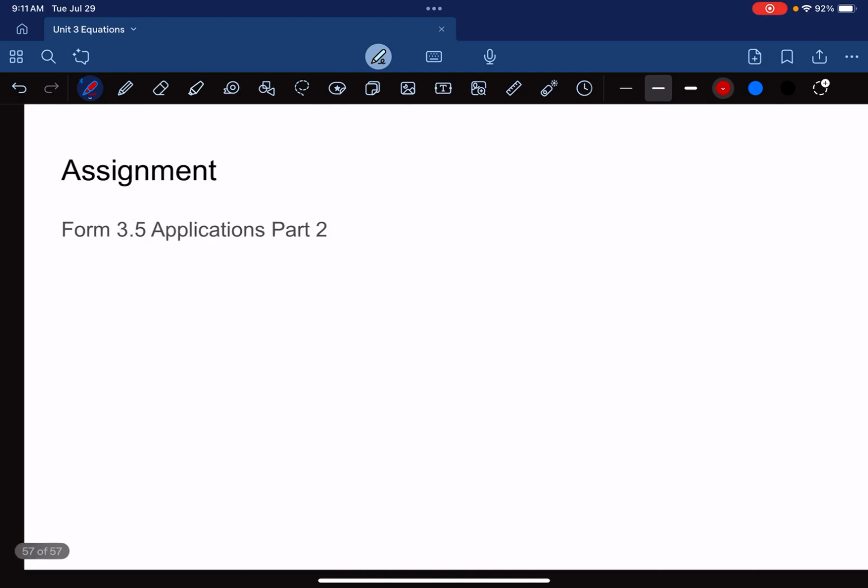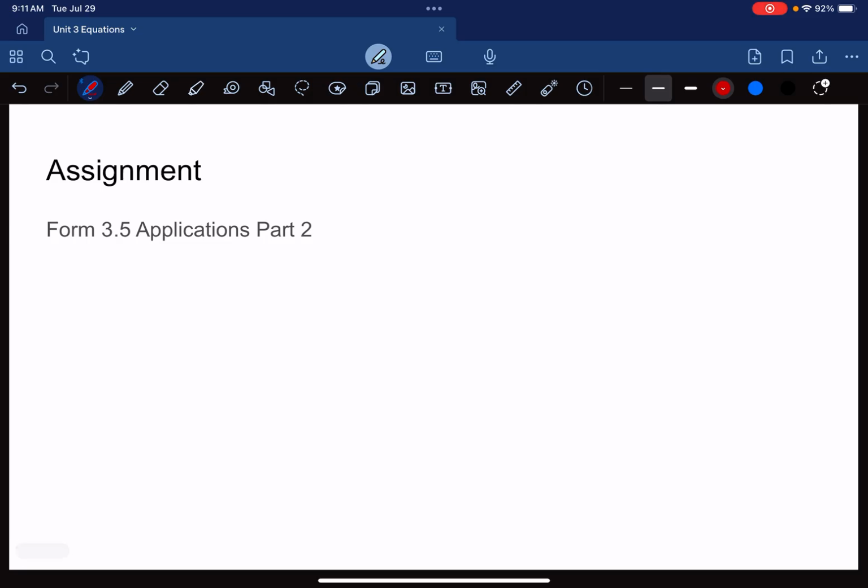There's one more. Nope, that's it. So there's a form, 3.5 applications part 2, same thing. You can fill it out, submit it. You'll get results back in your email. It'll tell you which ones you missed. You can go back in, edit your responses, and try and get those correct.